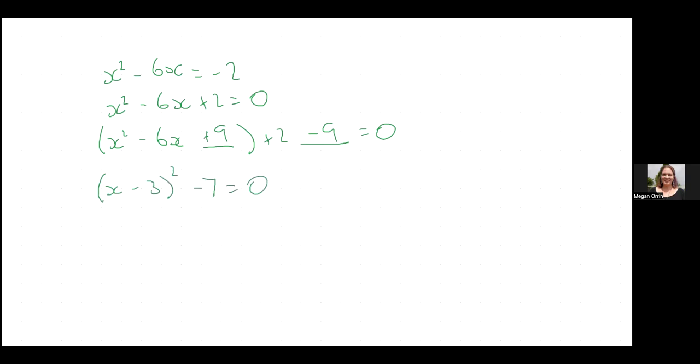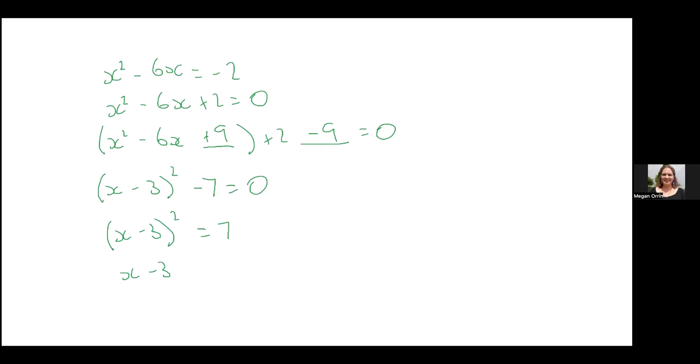Now, if I've been asked to solve for x and leave my answer in surd form, I need to move things around now to get x by itself. So I'm going to say that this is x minus 3 squared, and then I'm going to add 7 to the other side. Now I need to get rid of my squared, so I'm going to take the square root.